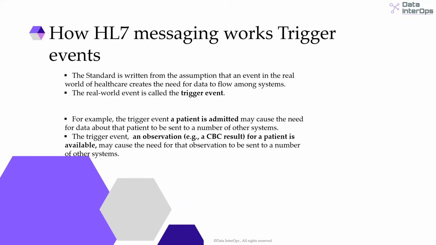Okay. So an event is happening and that event is triggering the data from one system to another. Hence, it is called a trigger event. So HL7 messaging works on these trigger events. We will talk more about what trigger events are, and what the different types of trigger events are, in tomorrow's session in detail. But just to give you an idea, the HL7 messaging standard is based on these trigger events.